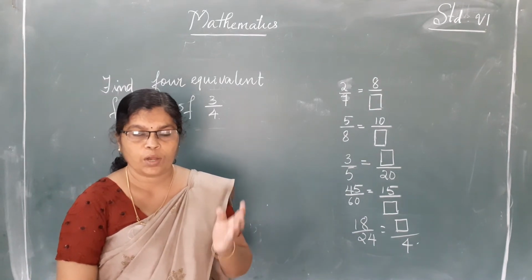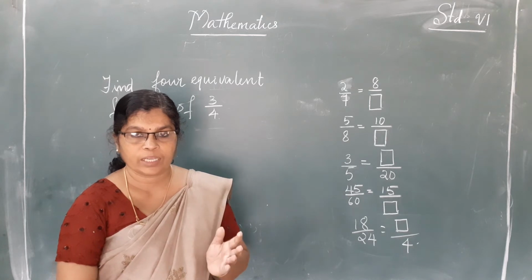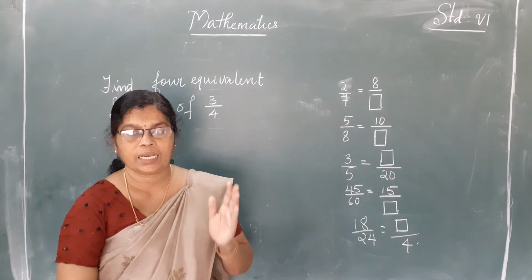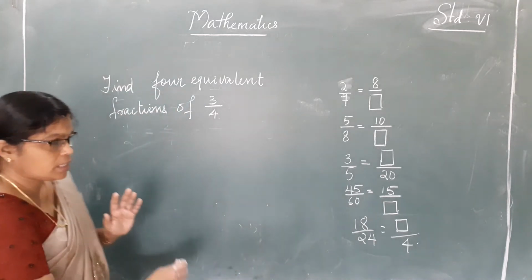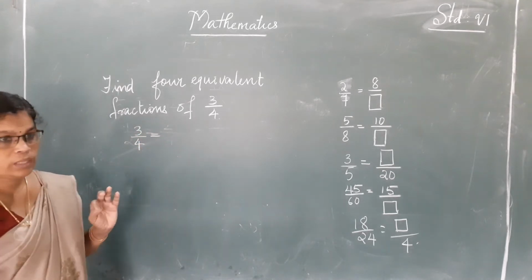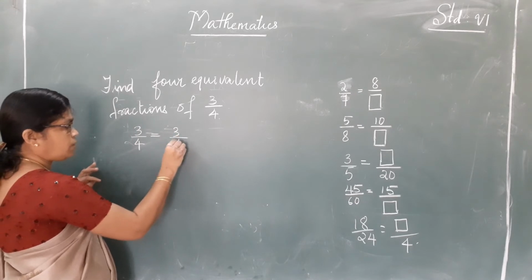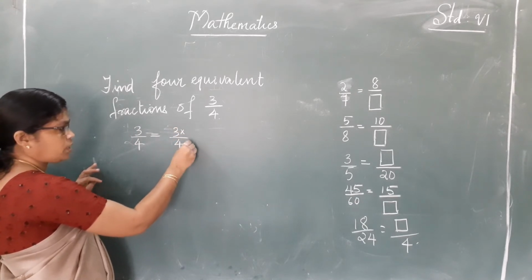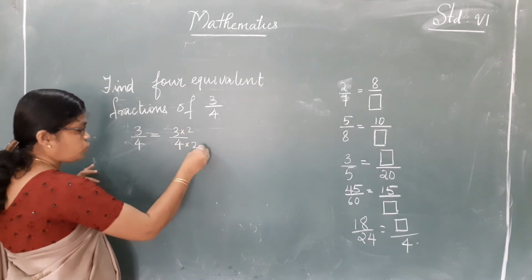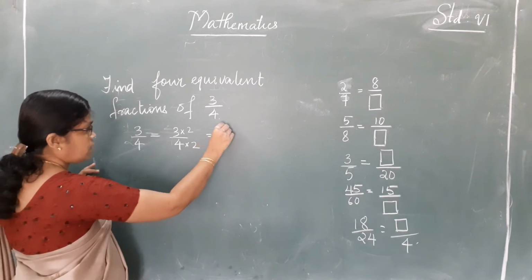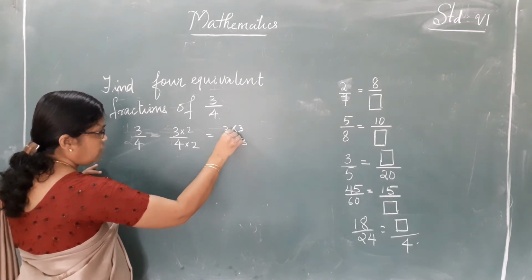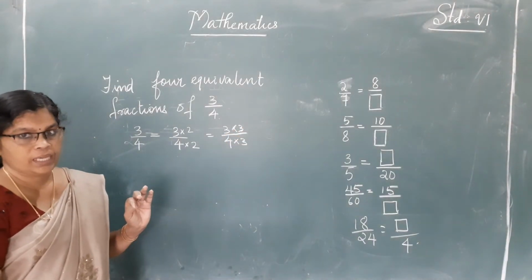Okay, so I told you how to find the equivalent fractions. To find the equivalent fractions, we have to multiply the numerator and the denominator by the same number. So let us try it. So 3 by 4 should be equal to, equivalent means equal to 3 by 4. The same fraction, we have to multiply the numerator and the denominator by the same number. So 3 into 2 and 4 into 2. Okay, again we can multiply the same fraction 3 by 4 into 3 into 3. In the numerator and denominator we multiply by the same number.